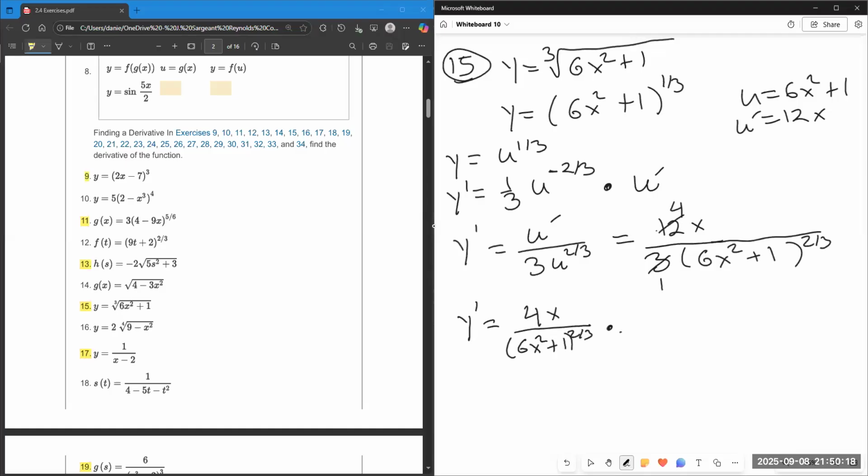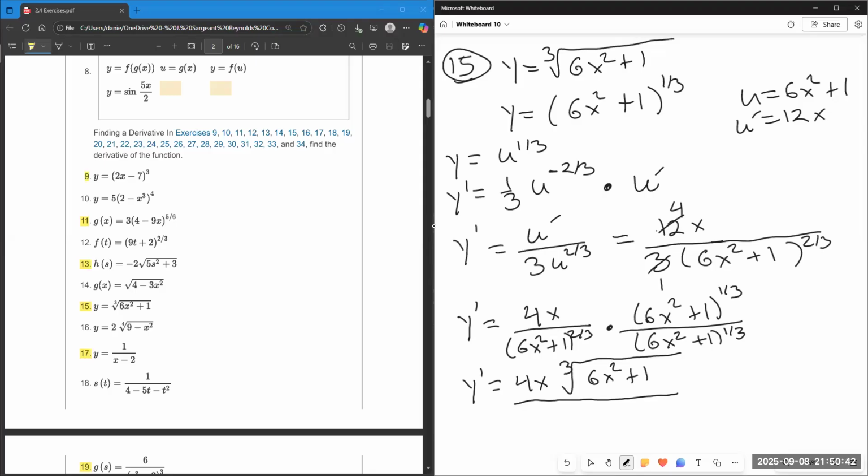Let's rationalize that denominator. Multiply by 6x squared plus 1 to the 1/3. So y prime is 4x times the cube root of 6x squared plus 1 over 6x squared plus 1.